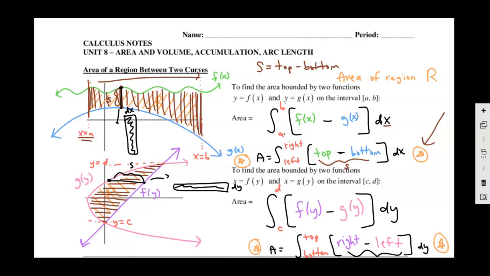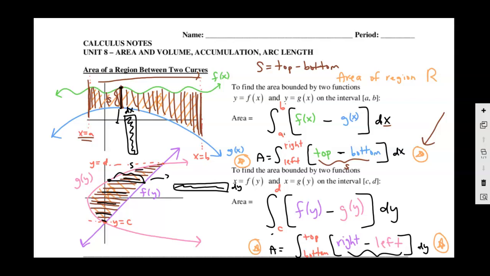What's going to be harder for us, I think, is doing the dy integrations. If I have the horizontal slices, I'm going to have to accumulate them from the bottom up to the top. So I'm going to integrate from the bottom to the top. What I integrate is still the distance in between the two, but instead of doing top minus bottom, now that distance is going to be the right minus the left. So conceptually it's kind of the same whether we're doing dx or dy, but practically in how we work it out, of course, it's going to be different.